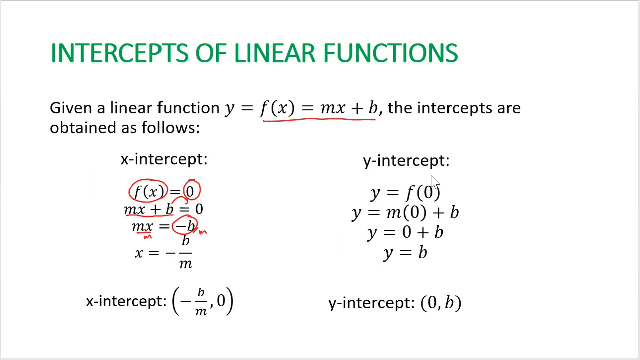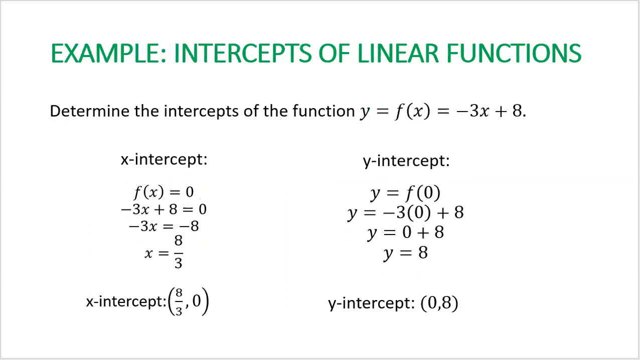Now for the y-intercept, we evaluate the function at x equals 0. So we have y is equal to m times 0 plus b, and m times 0 is 0, and then 0 plus b is b. So that's why the y-intercept is 0 comma b.